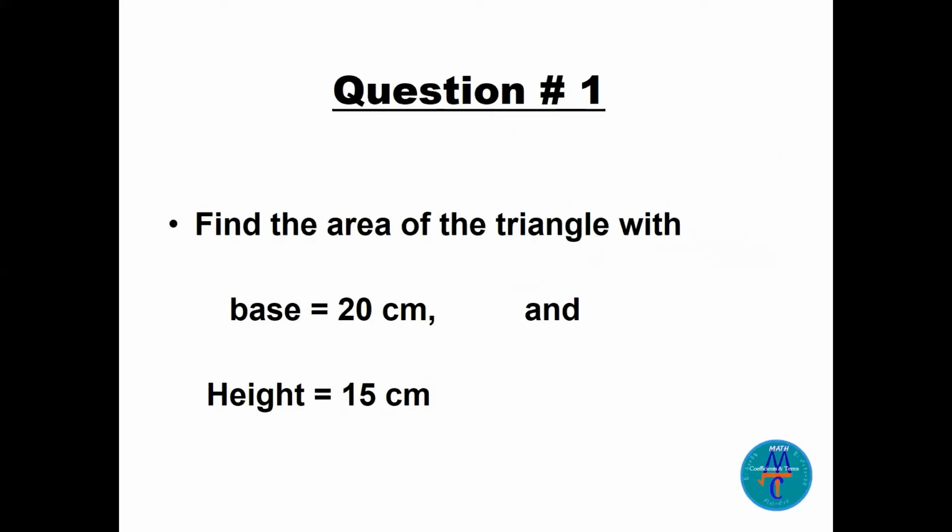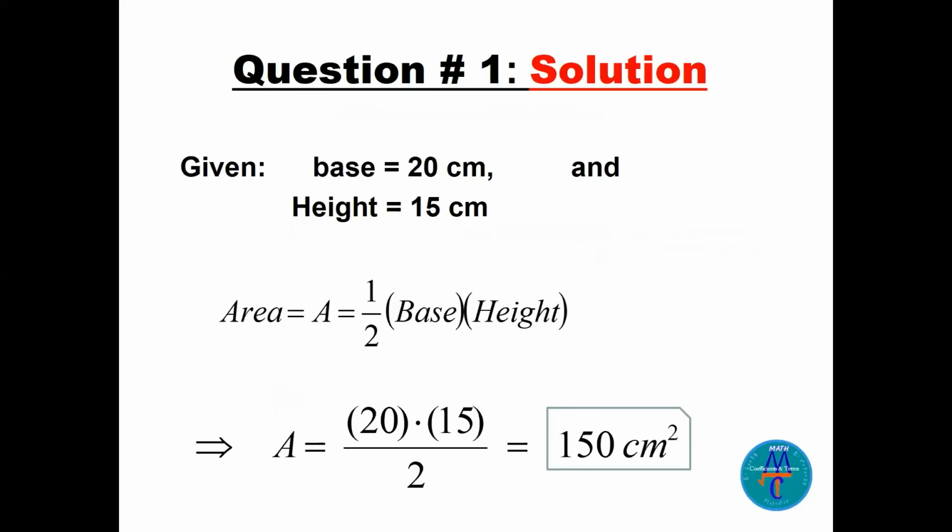Go to the first slide about the triangle. Find the area. I think you remember the area: half the base times the height. Now, ready? Let's go. So the base is 20 and the height is 15. You go directly to the area formula: a half times the base times the height.